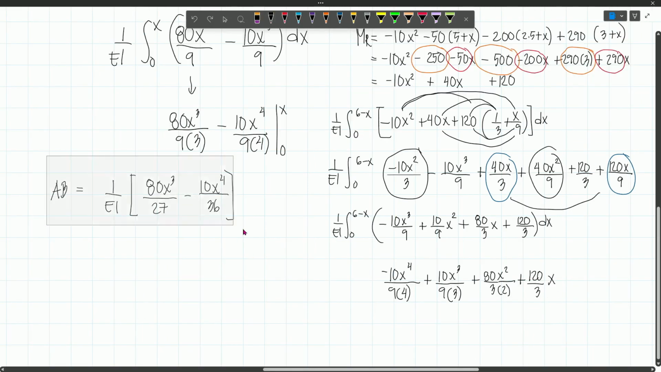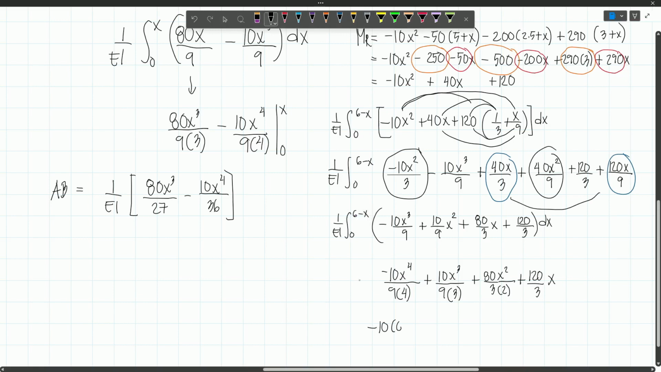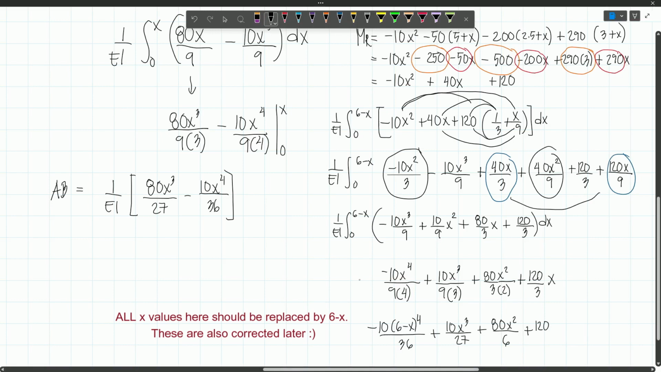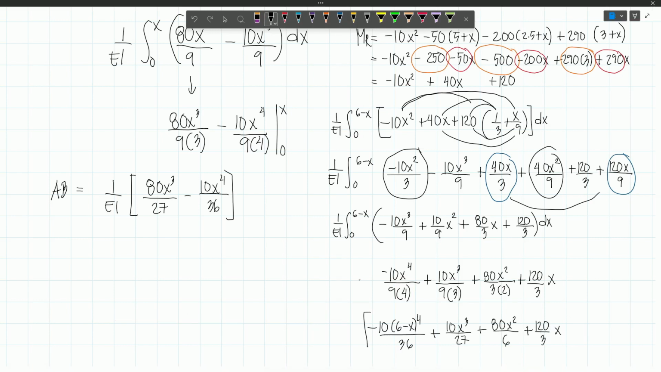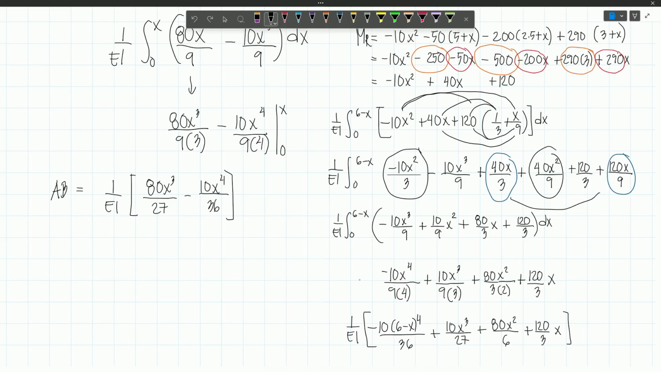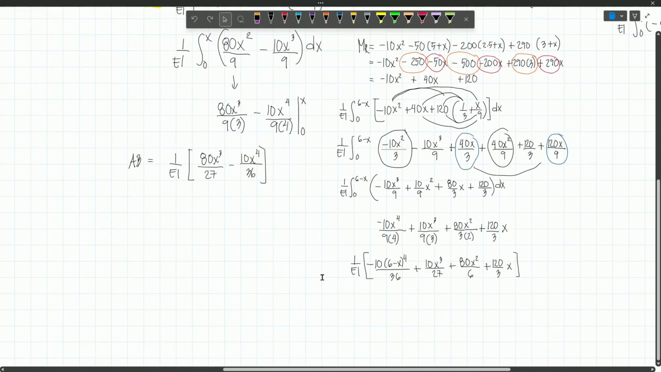So let's just apply the concept that the lower limit will not be included, and so we will just apply 6 minus x as our limit. So this becomes negative 10 times 6 minus x to the 4th, and then over 36, and then plus 10x cubed over 27 plus 80x squared over 6, and then finally plus 120 over 3 times x, and then this is multiplied by 1 over EI. But again, this won't matter because we will just set the slope to 0 and we will multiply EI to the left side, and so this will just cancel. So this is what we will do. Again, the slope at the maximum deflection will be 0.